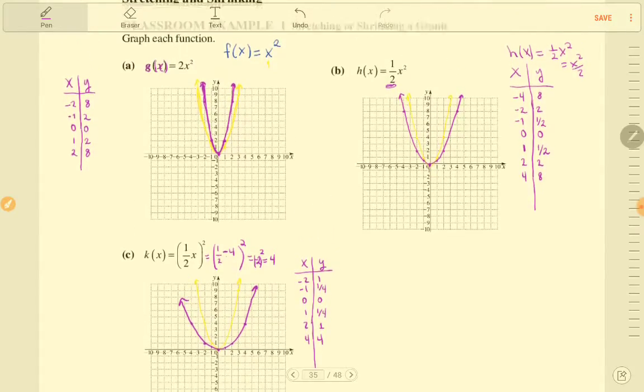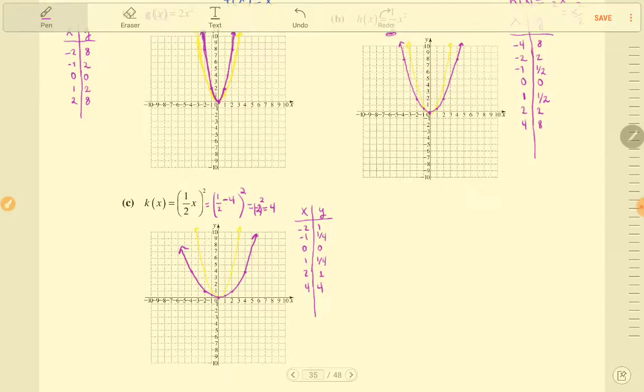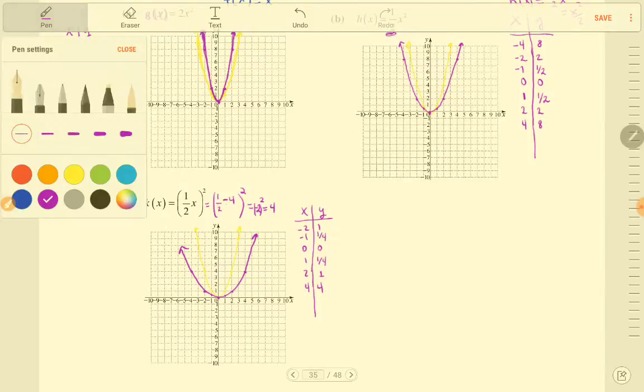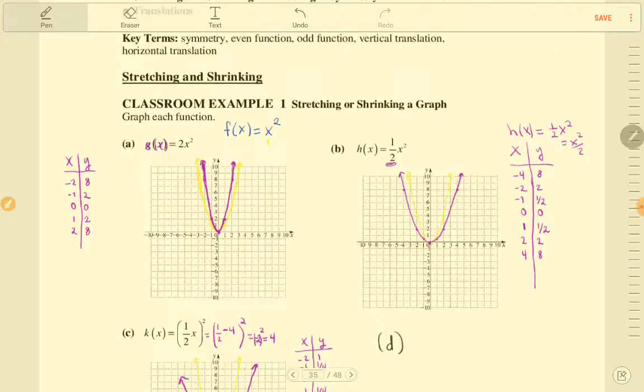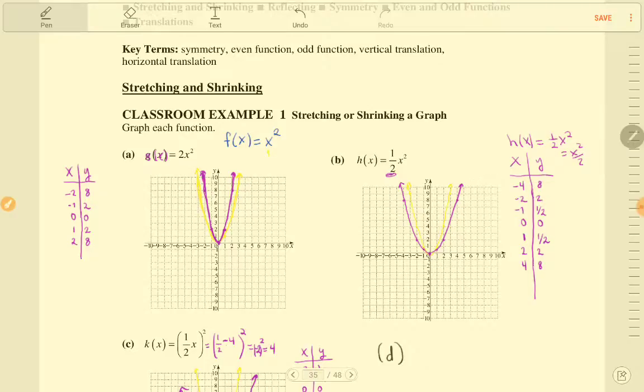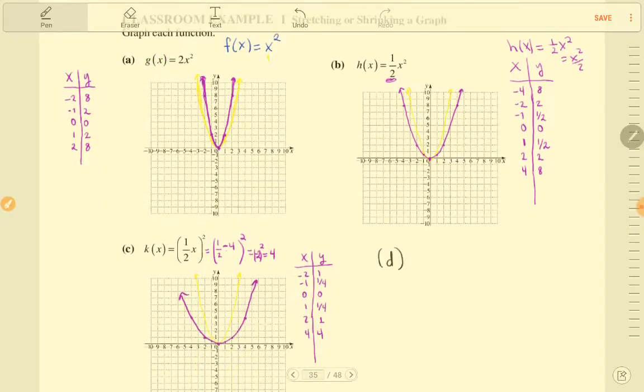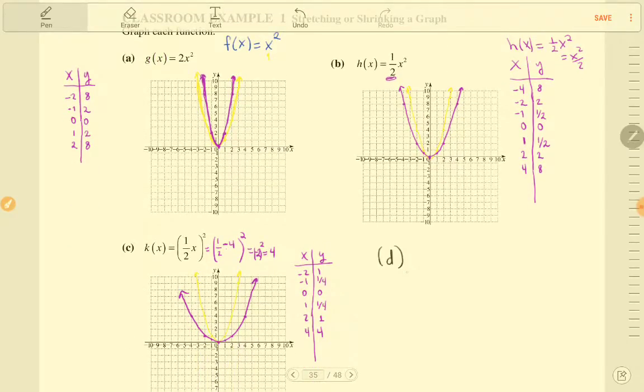What else could we do? I think we should do, I'll make up a part D here, because I think it's worth experimenting a little bit with looking back at g of x. Let's make this one, what am I on, j of x? Let's make j of x, let's put the 2 inside with the x and see what kind of effect that has.